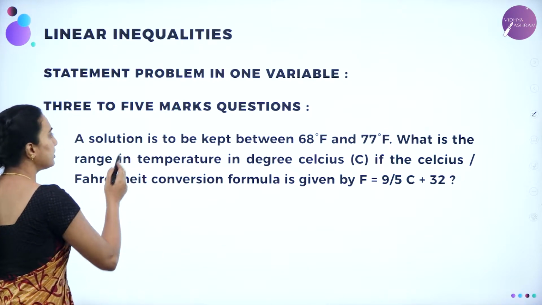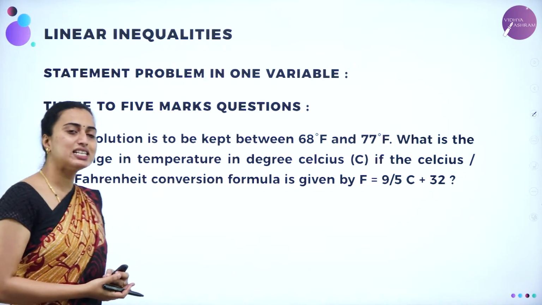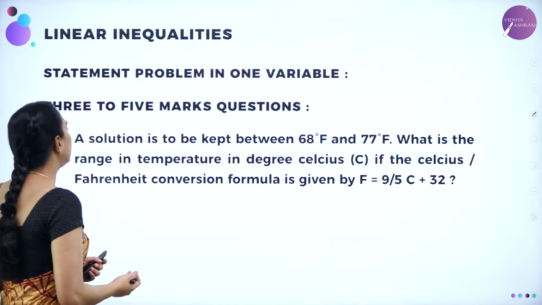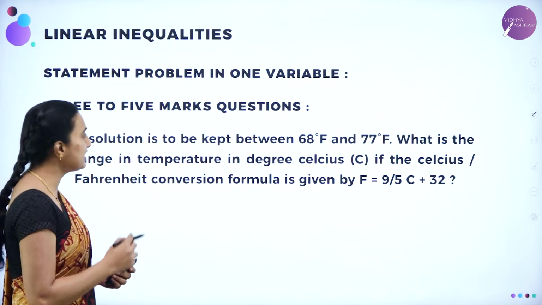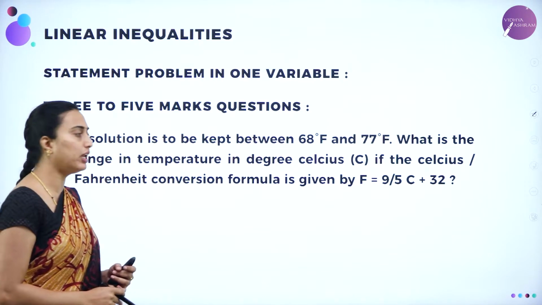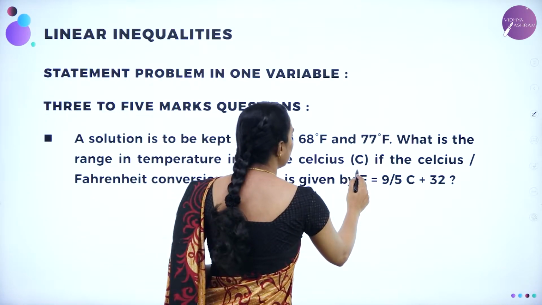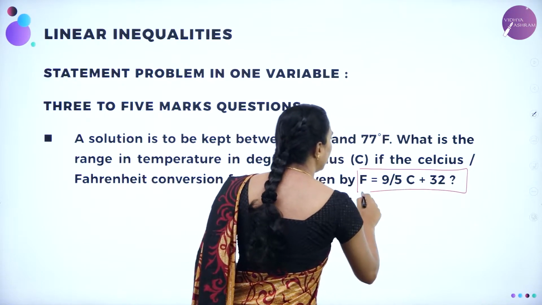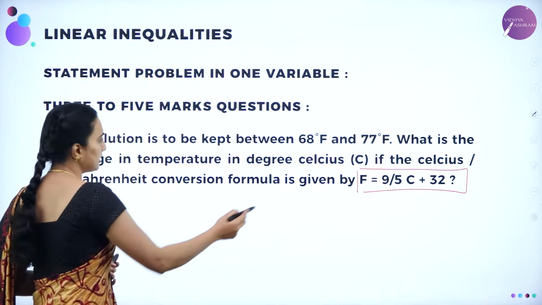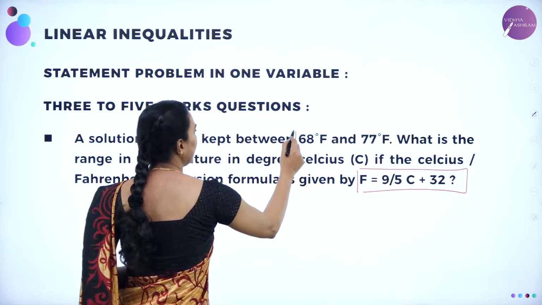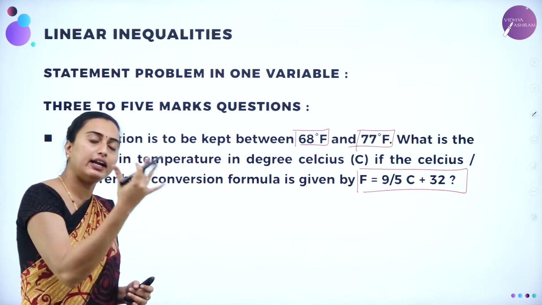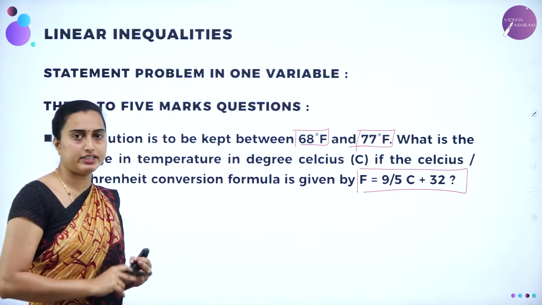So here a solution is to be kept between 68 degree Fahrenheit and 77 degree Fahrenheit. What is the range in temperature in degree Celsius, if the Celsius to Fahrenheit conversion formula is given by Fahrenheit is equal to 9 by 5 of the Celsius plus 32. Now this Fahrenheit is between 68 degree Fahrenheit and 77 degree Fahrenheit. That means it is greater than 68 but lesser than 77 degree.